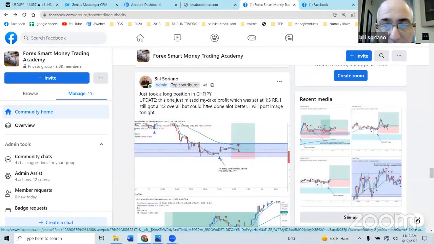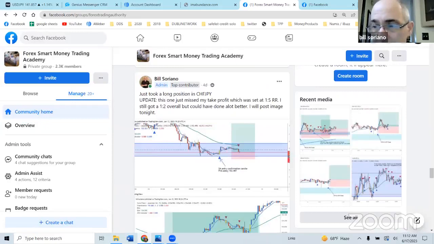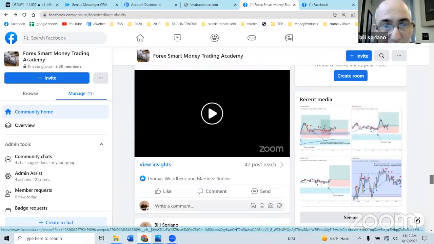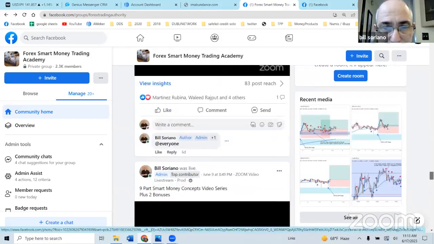Okay, and this was my CHF-JPY trade that I did get the profit on that you're seeing in the image I showed you earlier. This, however, did go all the way through my 1 to 5 risk to reward zone here. Now, again, this is a smart money trade, so I'm not going to go over that in detail today. Just want to show you that. And I think that was all the posts for the week, right?